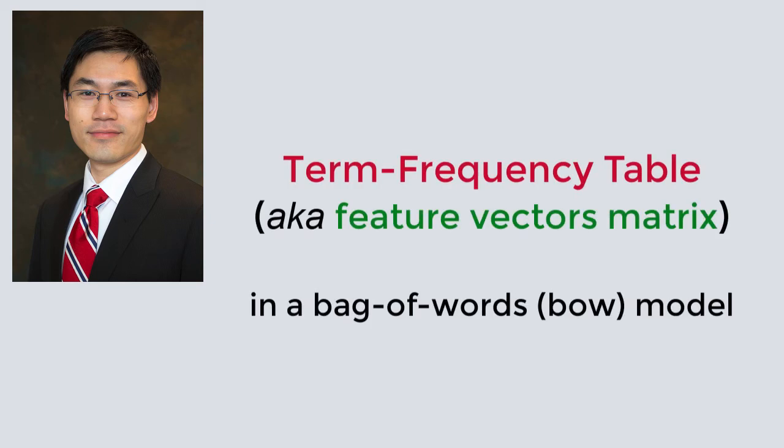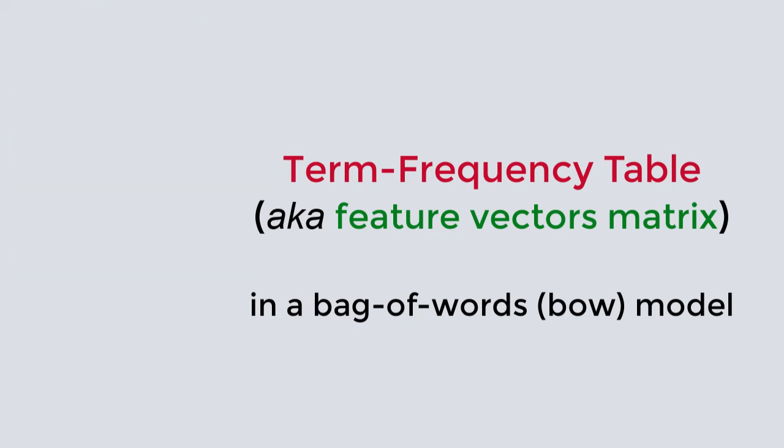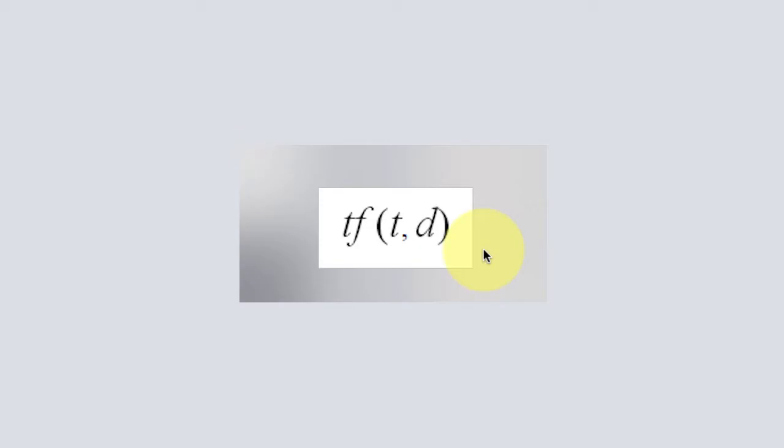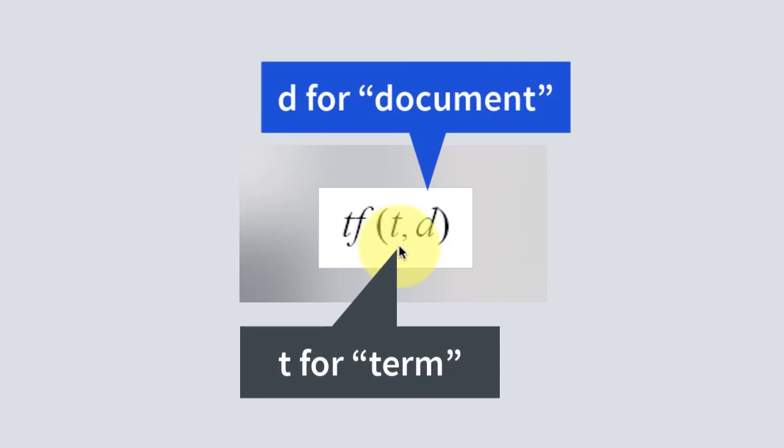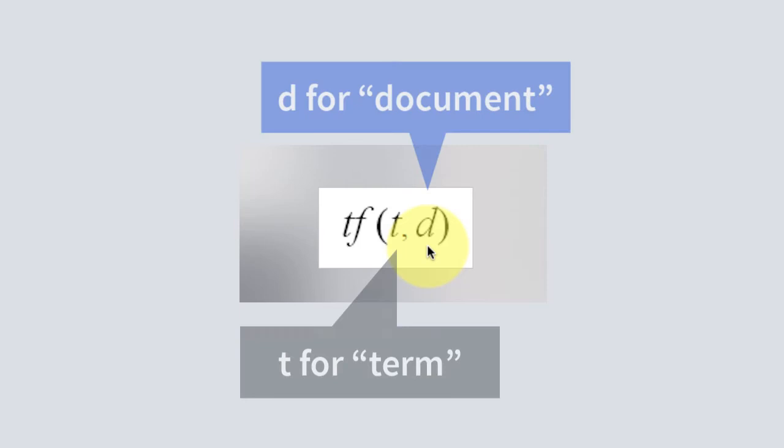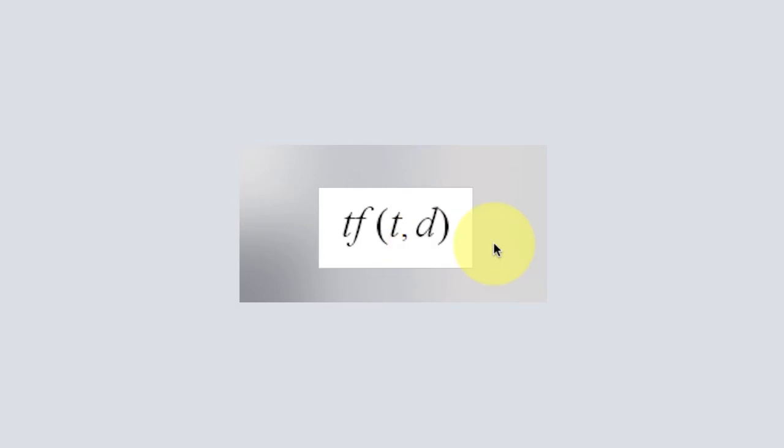In this short video, I'm going to talk about and explain what is a term frequency table. It's also called feature vectors matrix. To be clear, this is the math equation to represent term frequency. It has two parameters. T refers to a term, D refers to a document. Term frequency table is the basic concept and foundational tool of the bag of words model.